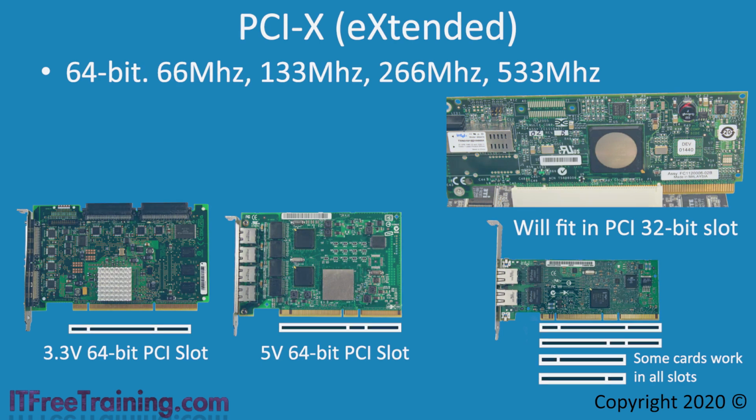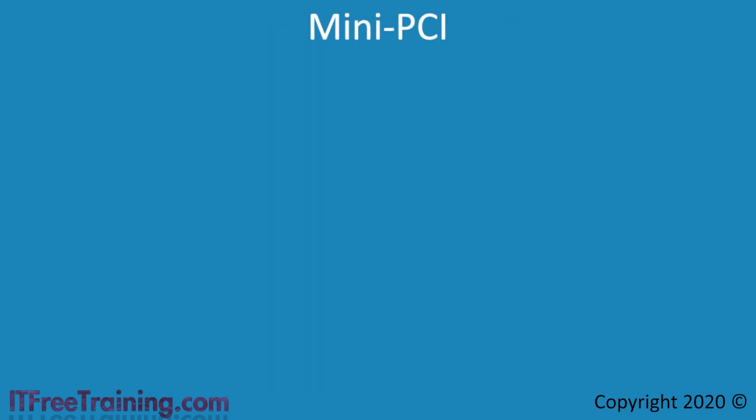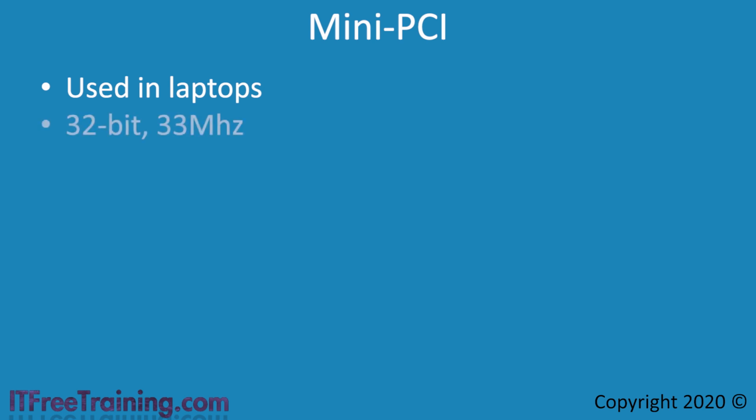I will next look at the smaller version. The next slot that I will look at is the Mini-PCI slot. The Mini-PCI slot is used for laptops. In laptops, there is not enough space for a full expansion card. The Mini-PCI slot is often used for networking, wireless, Bluetooth, and sound cards. The Mini-PCI runs at 32-bit and 33 MHz, just like PCI.